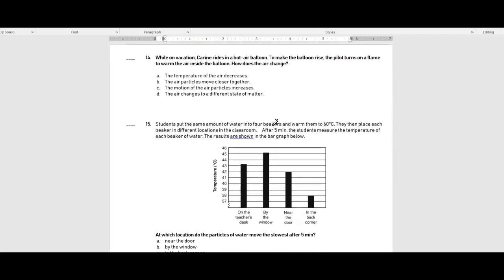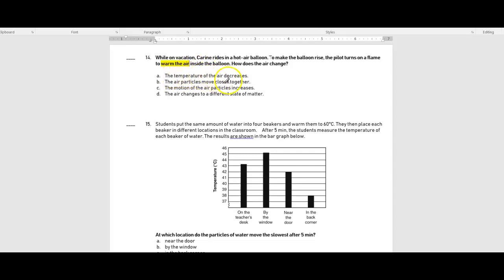Number 14. While on vacation, Corrine rides in a hot air balloon. To make the balloon rise, the pilot turns on a flame to warm the air inside the balloon. How does the air change? So, we're looking at warming the air. How does that change the air?